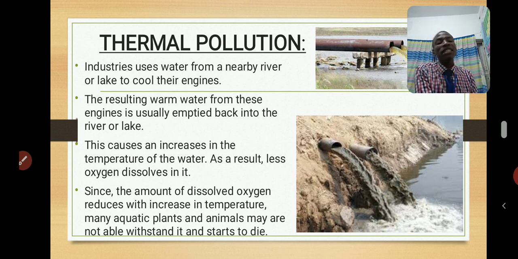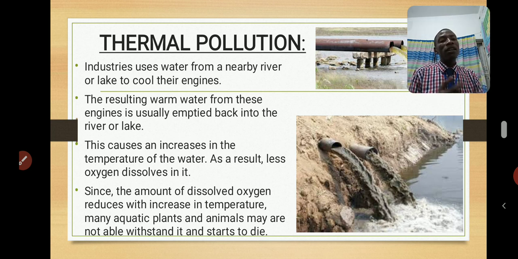Now imagine that they are taking hot water back into the river. How will that affect the livelihood of the organisms? I'm talking about the plants and animals now that are living inside the water. Number one, when that is done, what will happen is that the temperature of the water will increase. Take note of that. When the temperature of the water increases above a particular level, the condition of that water becomes inconvenient for the plants and animals living inside the water.